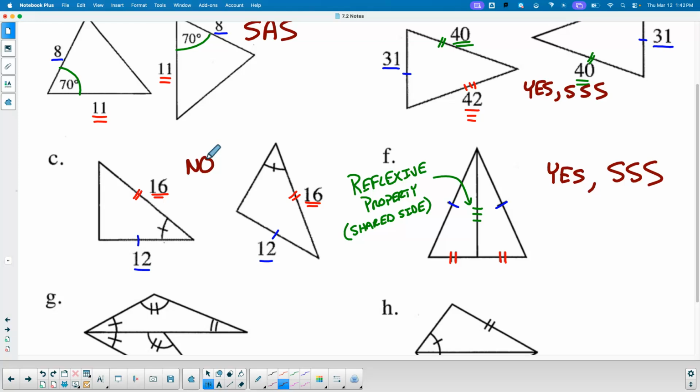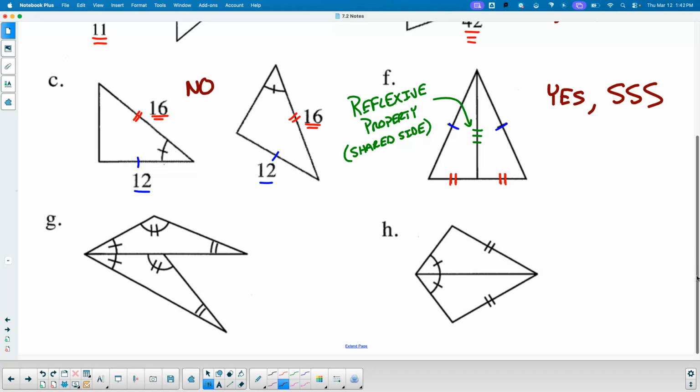G. Do we have a side? No. So can we prove that they're congruent without a side? Nope. So that's a no. Gotta have at least one side. We have all three angles, but we don't have a side. Okay? What about H?